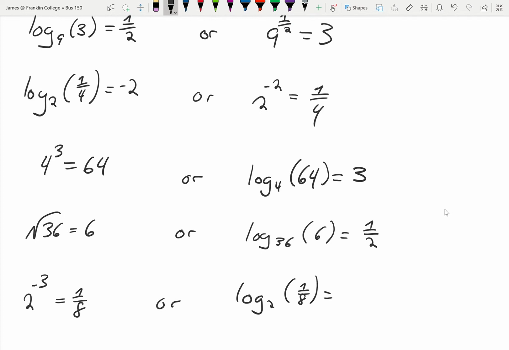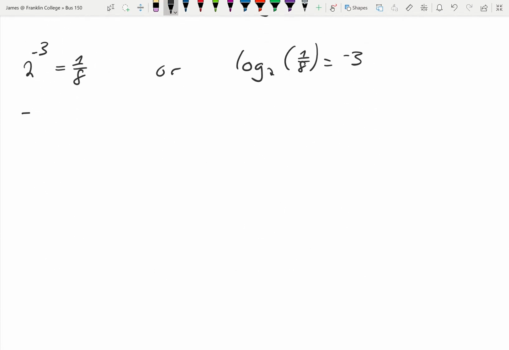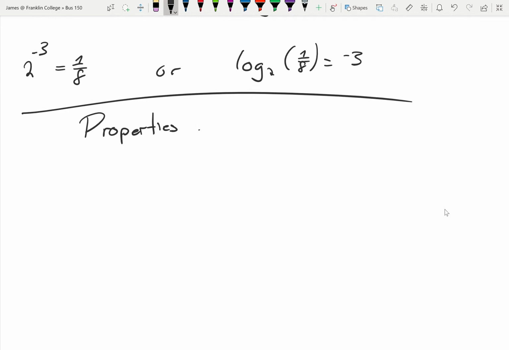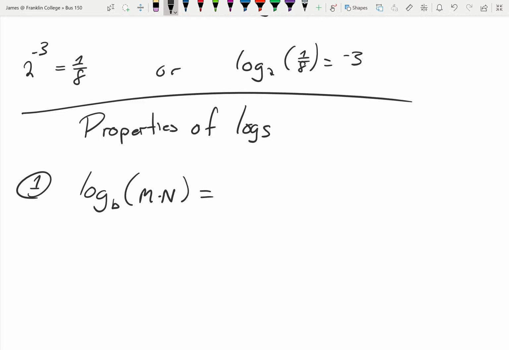Alright, so now we're going to get into properties of logarithmic functions, things that we're going to have to be working with. Properties of logs. Number 1: log base b of m times n is going to be the same thing as log base b of m plus log base b of n. So the log of a product is the sum of the logs.